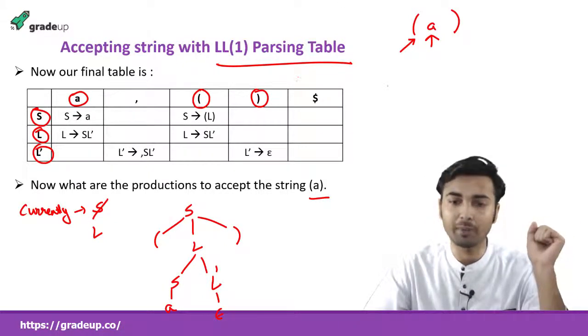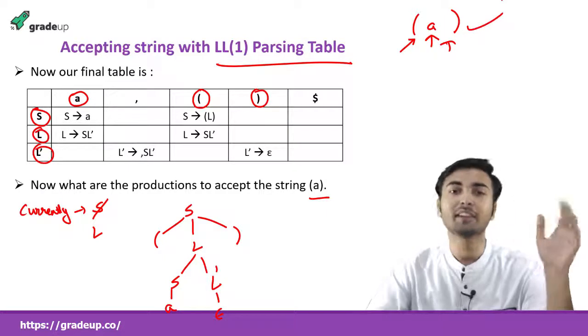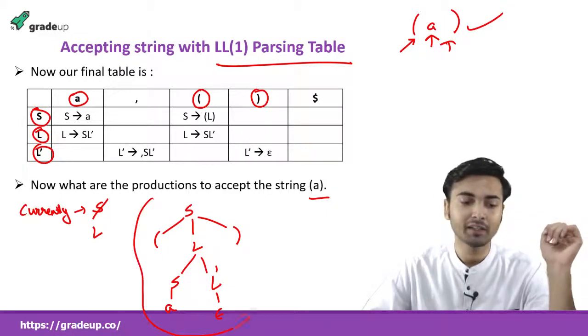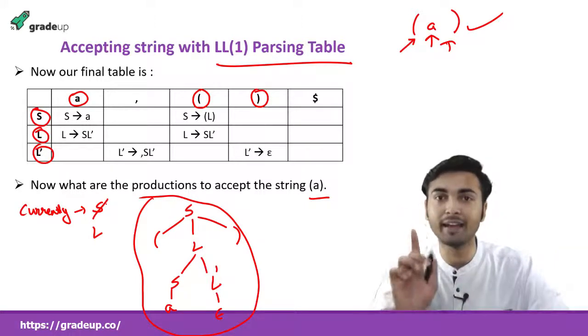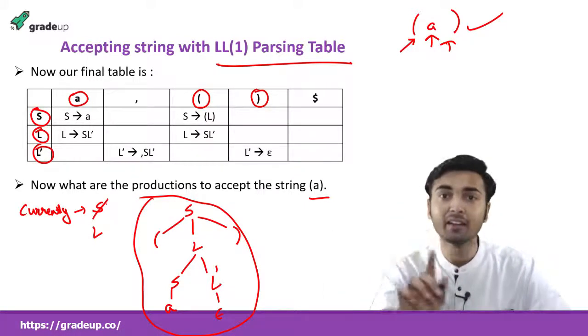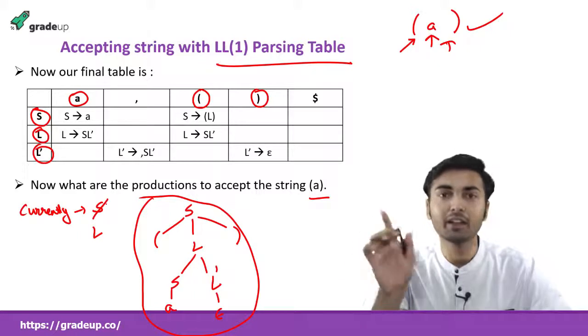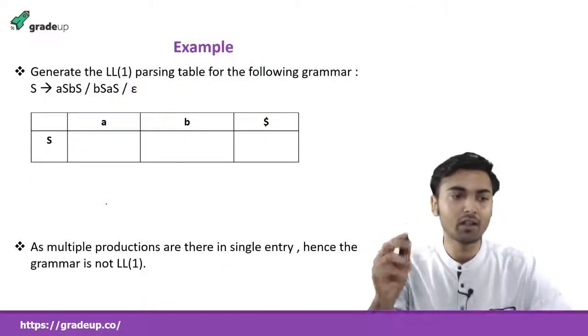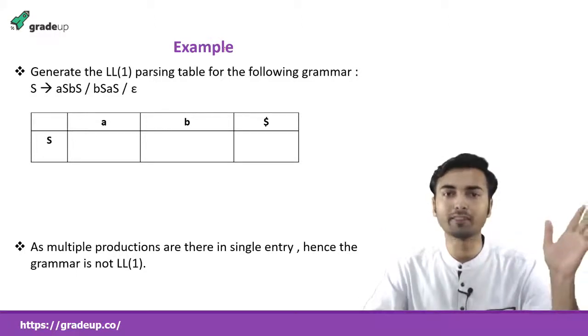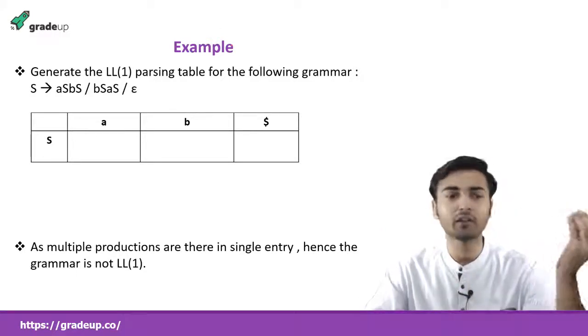Clear? Now this bracket is also over. Your string is accepted. And this is the final parse tree. Cleared? Any problem with how you generated the LL1 parsing table and then how you accepted your string? Good. Now, see one more example. Now try it yourself.